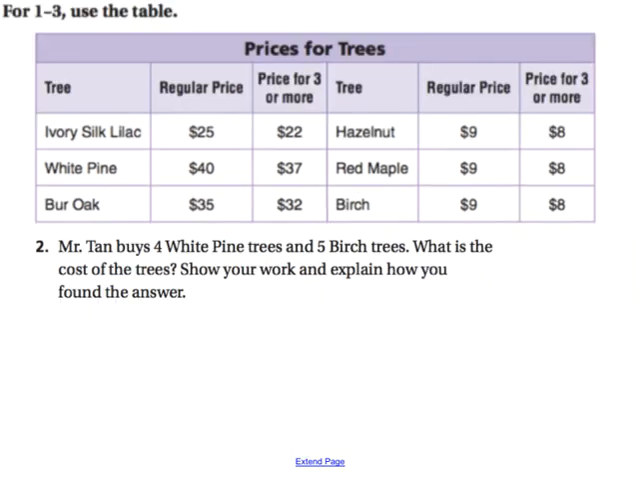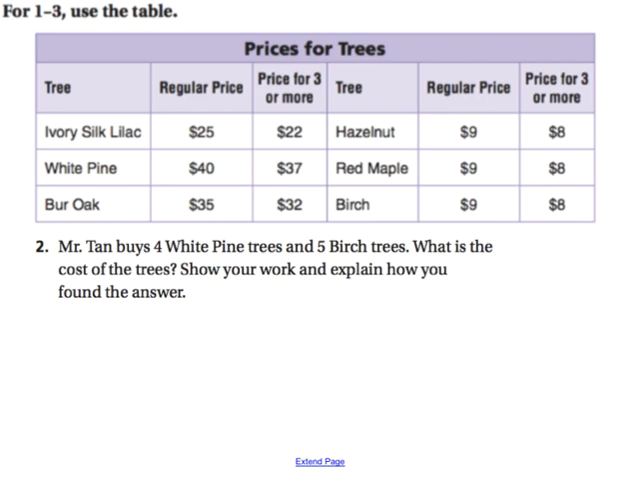Okay, so I just took the table and put it on this next slide so we could keep referring to it. So this is the same table we're working with, but now we're just moving to question number 2. Okay, question number 2. Mr. Tan buys 4 white pine trees and 5 birch trees. What is the cost of the trees? Show your work and explain how you found the answer.